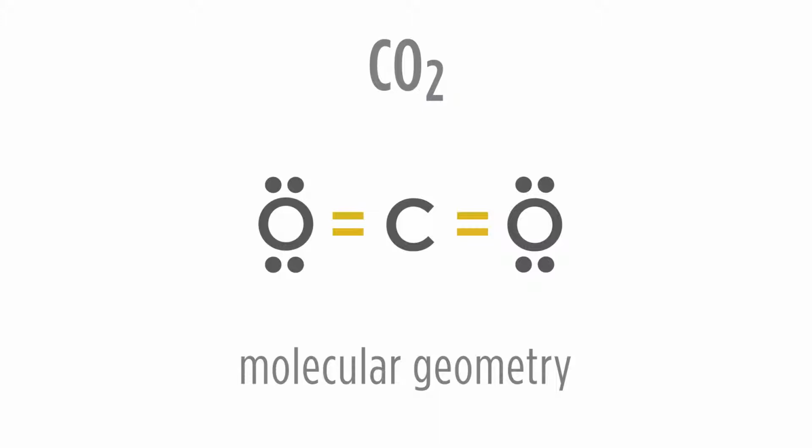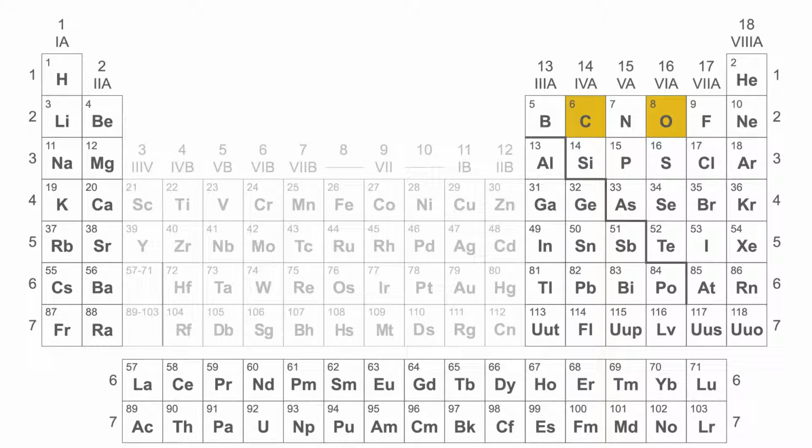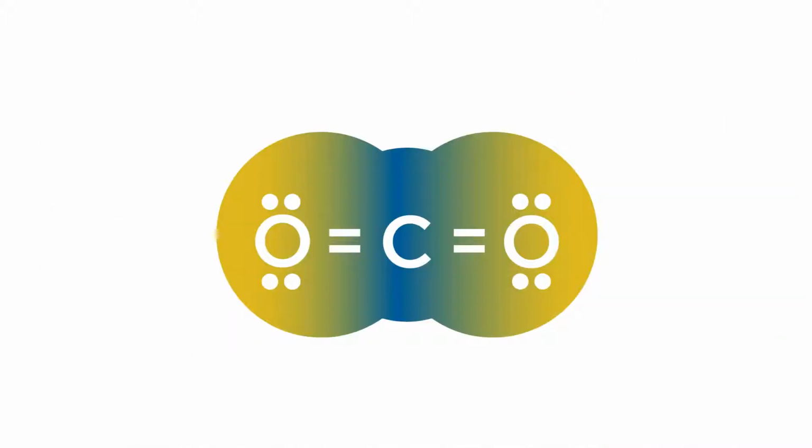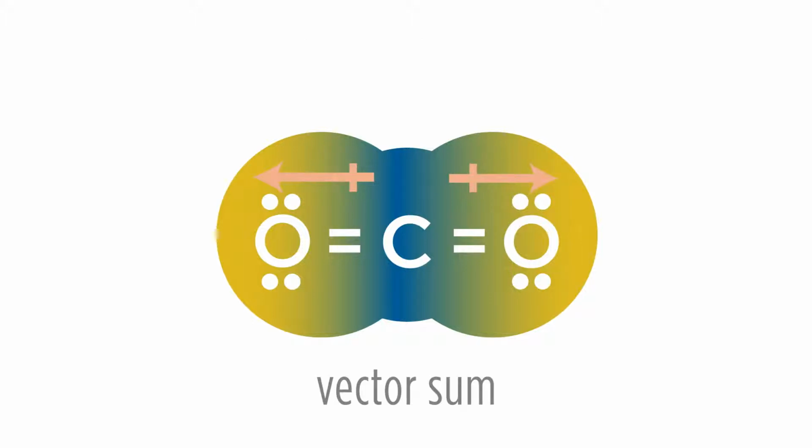Now let's figure out our bond dipoles. Consider your periodic trends. Which of the atoms is more electronegative? Well, from the periodic table, we know that oxygen is more electronegative than the carbon. So therefore, we can draw our bond dipoles in the direction of the oxygens. Now let's consider vector sum. Since both vectors are the same, carbon to oxygen, and they're 180 degrees opposed, we know that the addition of those two vectors would actually be 0. So therefore, my molecular dipole would be 0.